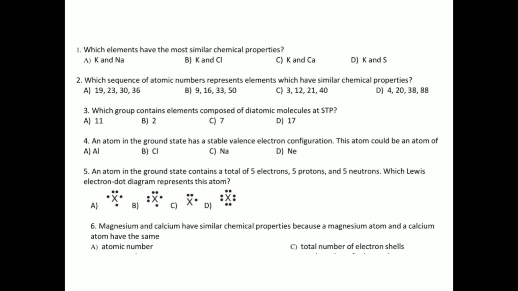Now let's try some practice Regents questions. In the first question, we are looking for elements with the most similar chemical properties. Recall that similar chemical properties can be found in the same group. Use your periodic table to find which 2 elements are in the same group. Now you can easily answer number 2.